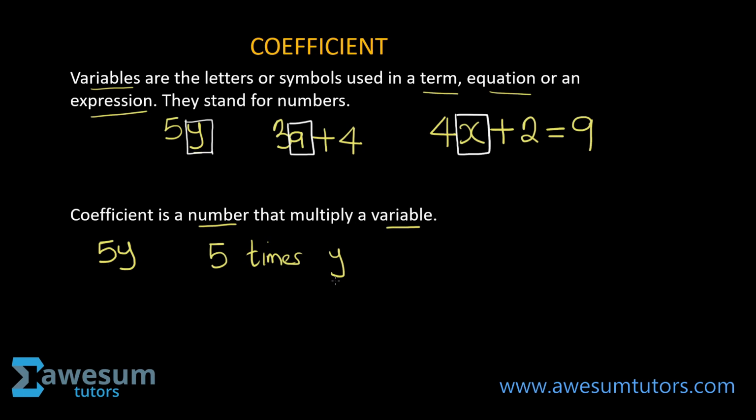We already established this is our variable, right? This is the number that is multiplying our variable. 5 is the number, so that tells us that 5 is going to be the coefficient. So if you are asked what is the coefficient of y right here, your answer is going to be 5, because coefficient is a number that multiplies a variable.